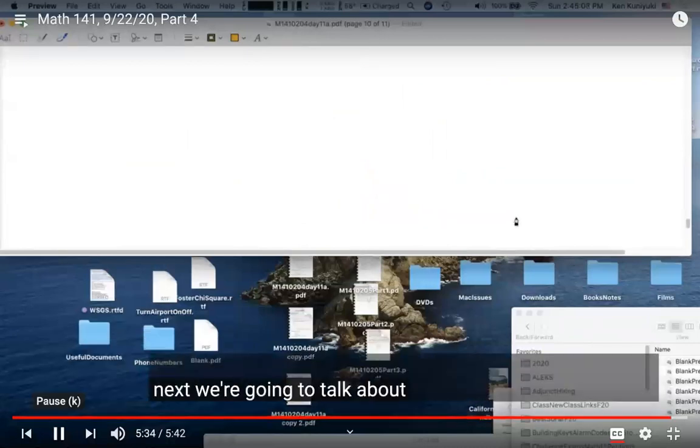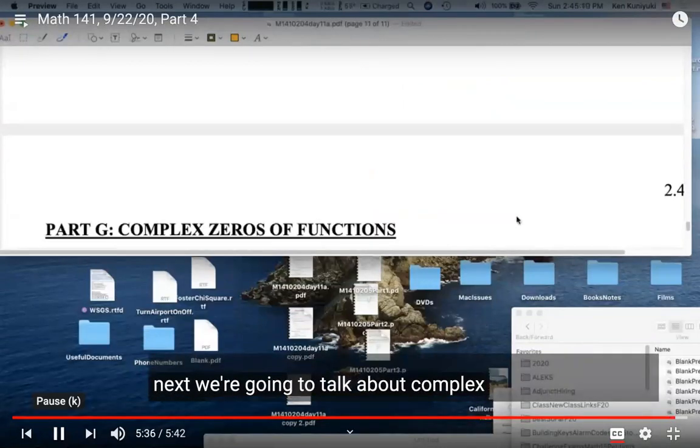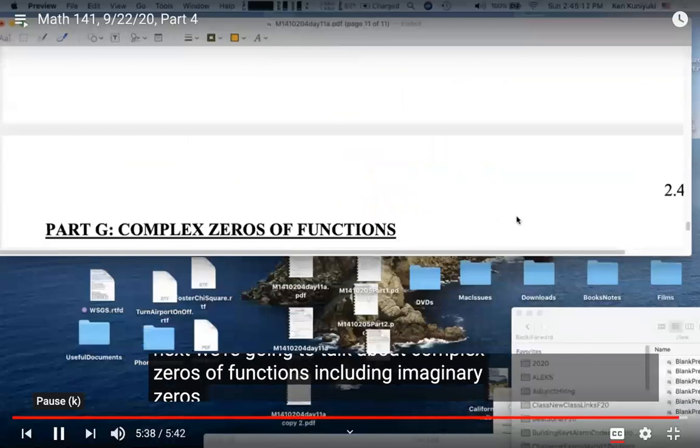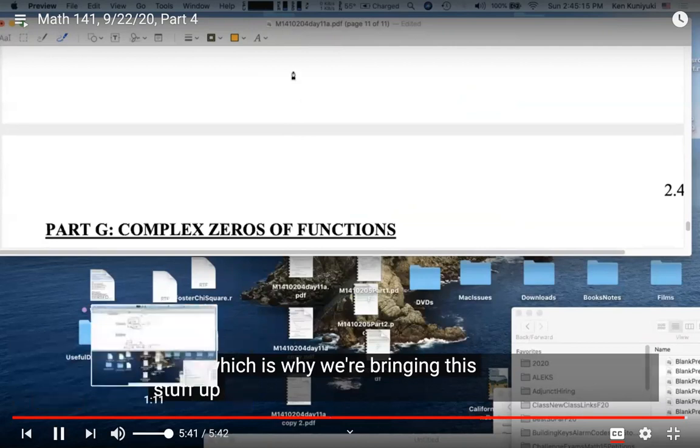Next, we're going to talk about complex zeros of functions, including imaginary zeros, which is why we're bringing this stuff up now. Right, because that's the point. That's why we're studying this stuff now in chapter 2. Any questions before we hit this? Any questions? Feel free to chat. All right.